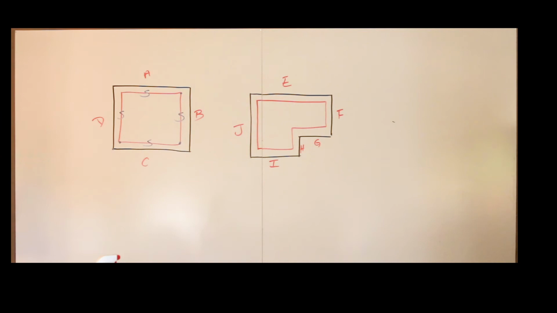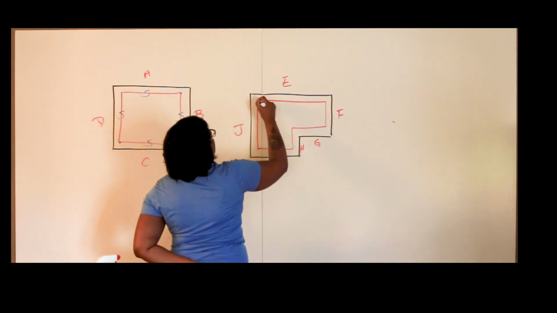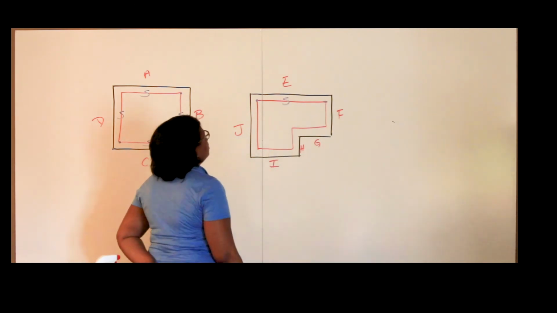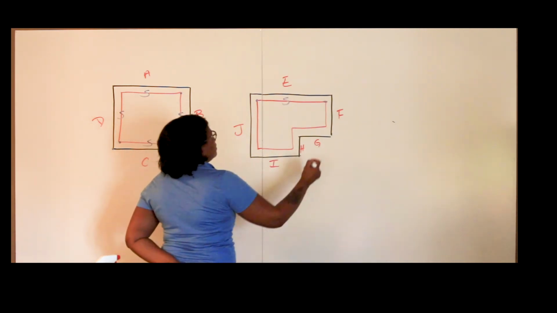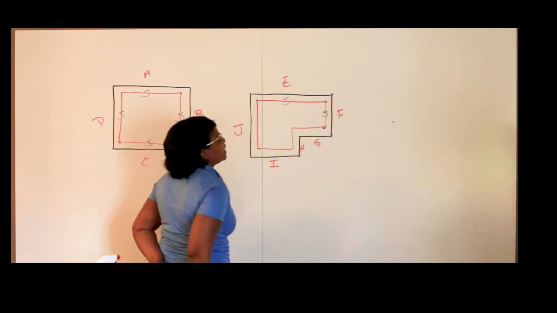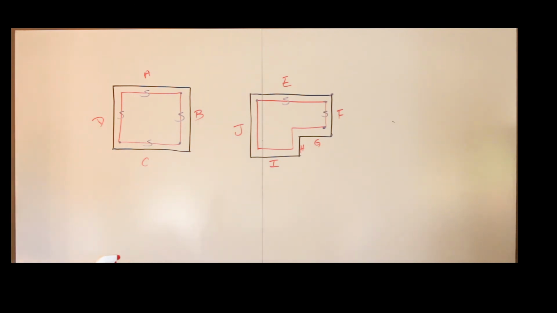All right, so let's look at this next shape, E. Interior wall is obviously smaller than that exterior wall. F, same thing. The distance from here to here is shorter than the distance from here to here. That makes that interior wall smaller. However, when we get to G and H, G and H are equal.